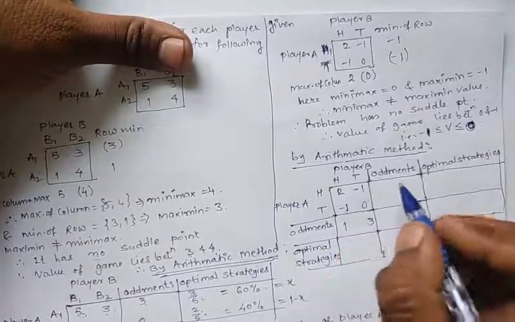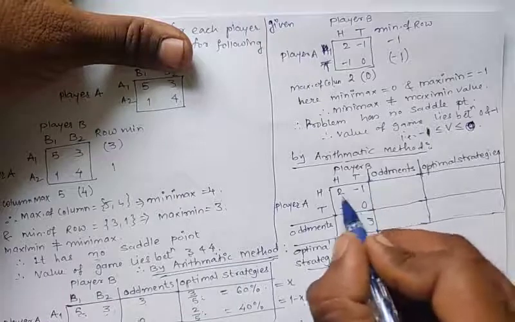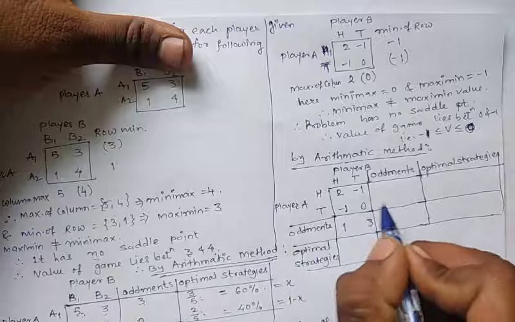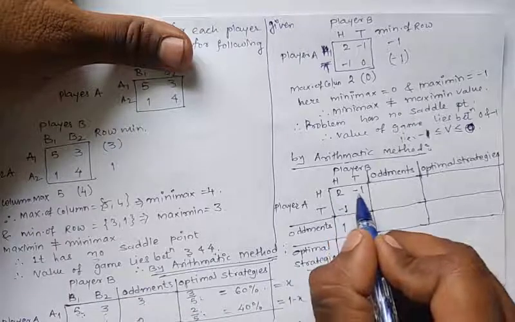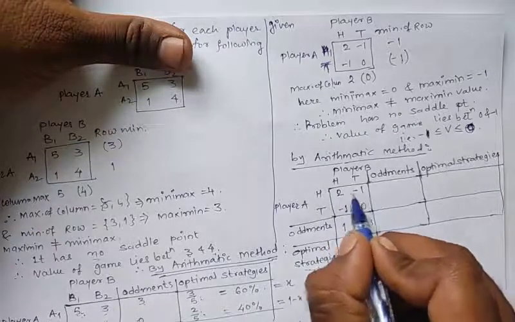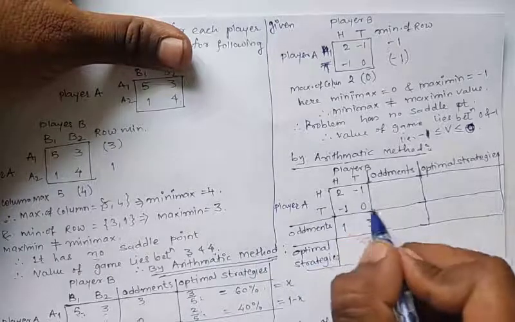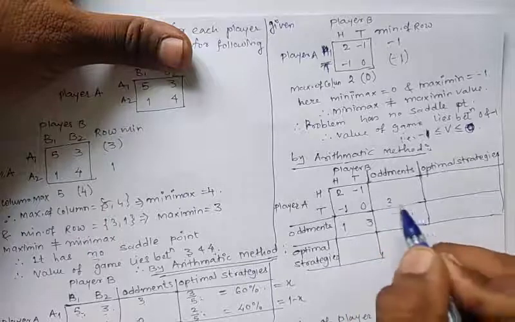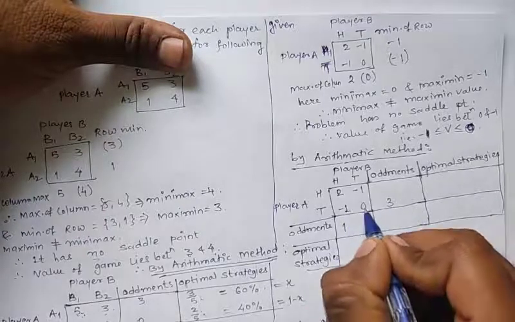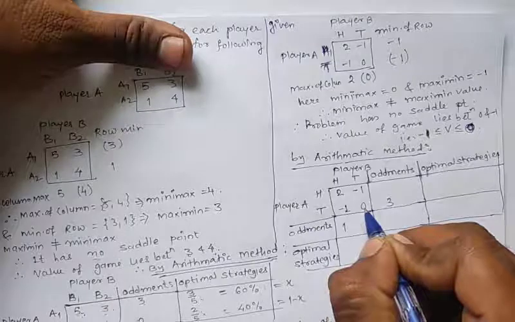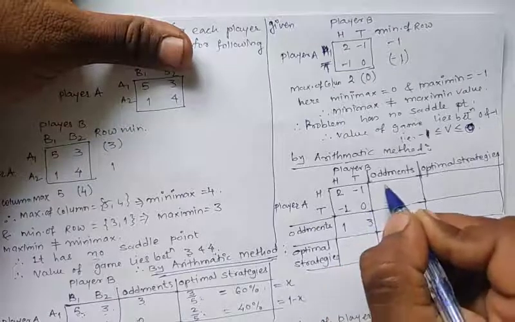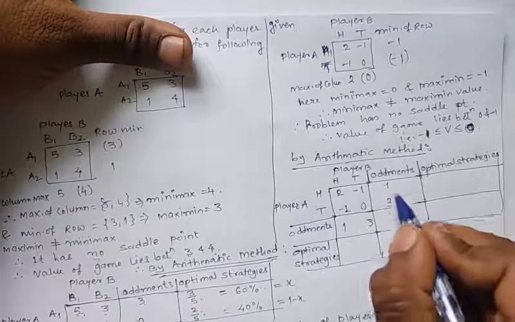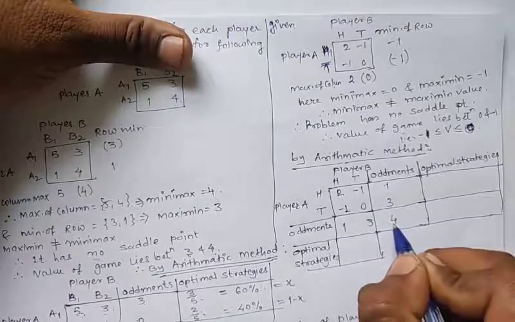Next, taking the row difference and writing it in front of the second row: the difference between 2 and -1 is 2 plus 1, which is 3, and we write this value next to the second row. Here -1 minus 0 is -1, and omitting the sign we write 1 next to the first row. The addition of these two, 3 plus 1, is 4, and 1 plus 3 is also 4.